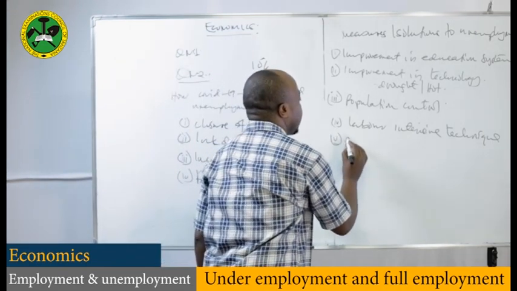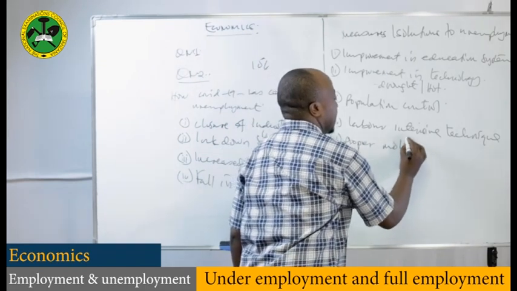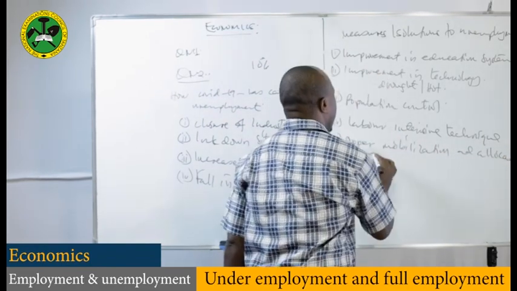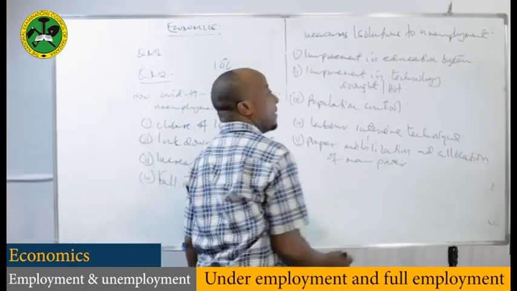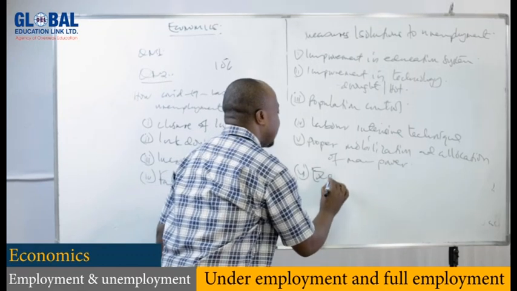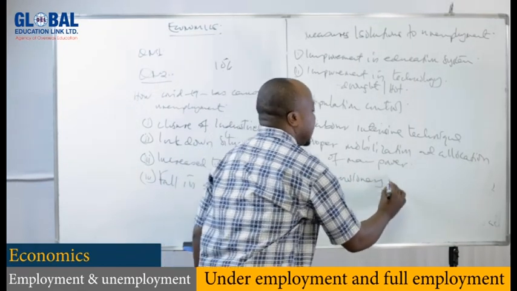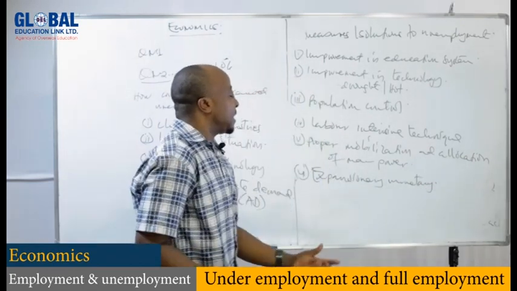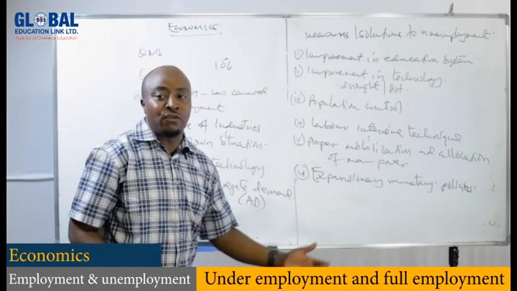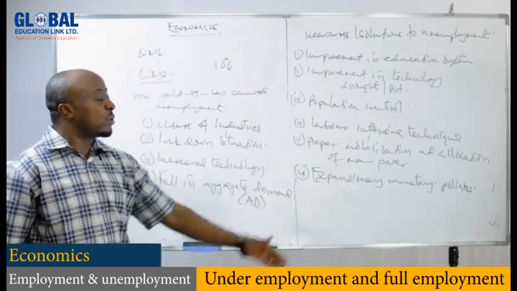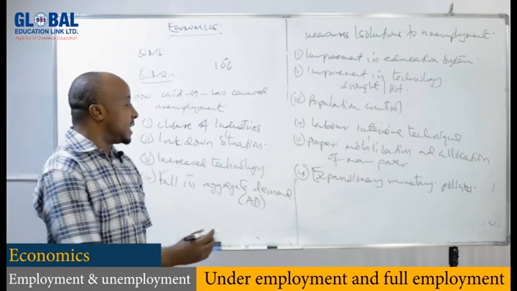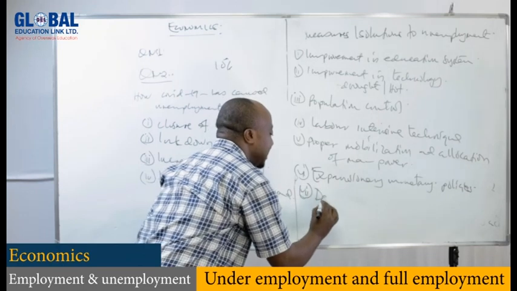Another one is proper mobilization and allocation of manpower. Then the other one, we can use expansionary monetary policy. Remember, expansionary monetary policy means those monetary policies aiming at increasing money supply in the economy, either by the use of open market operations, by the use of interest rates, or by the use of special credits. All of them will increase money supply, making credit available, then increasing production, then creating more employment opportunities.